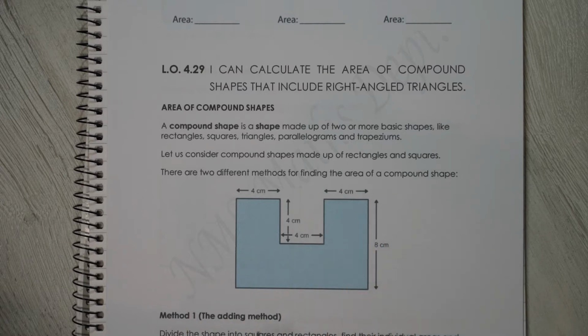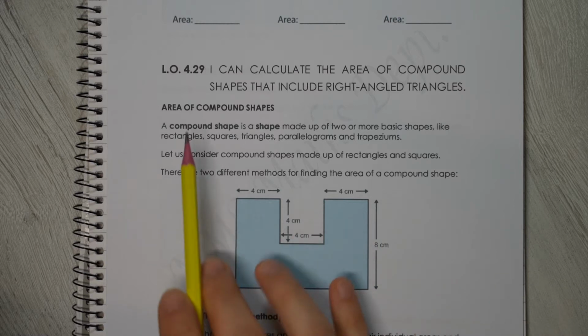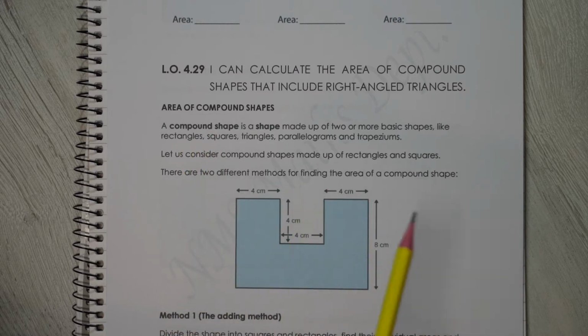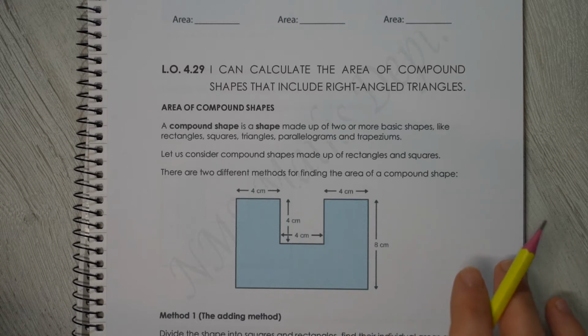Today we're going to continue on area as well, and today we're going to cover learning outcome 4.29, which is finding the area of what we call the compound shapes. So what is a compound shape?